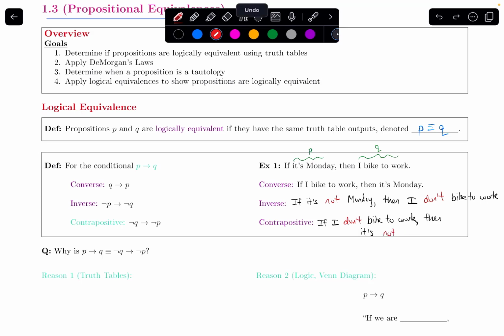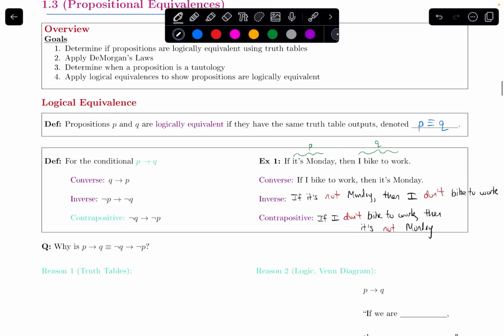It's not Monday. So we've talked about the contrapositive a little bit in our previous section, but it'll turn out that the original conditional and the contrapositive are both equivalent. I'm just going to abbreviate that. It'll also turn out that the converse and the inverse are contrapositives of each other, right? Because if I take the contrapositive, I switch the order and I'm negating both of them. They're contrapositives of each other, so they are also equivalent.